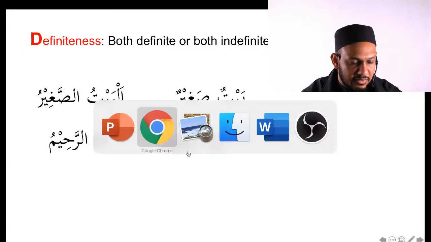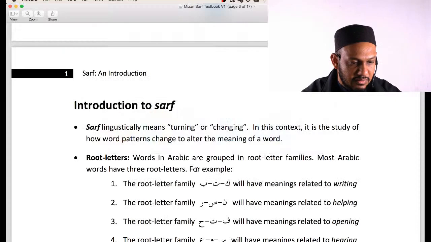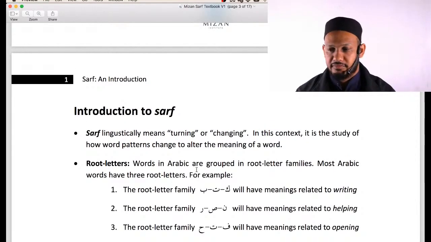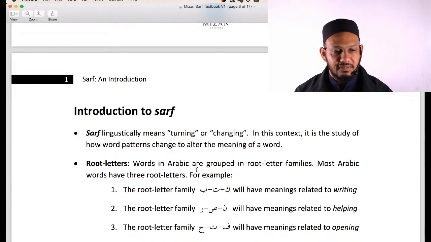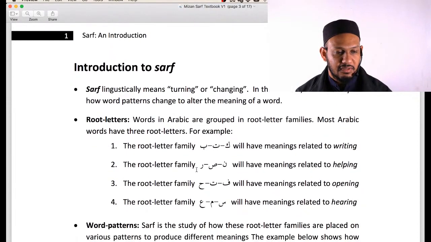Okay, so we're back to our sarf. In this context, in this subject here, sarf is the study of how word patterns change to alter the meaning of the word. So as we change patterns, we alter the meaning of the words.